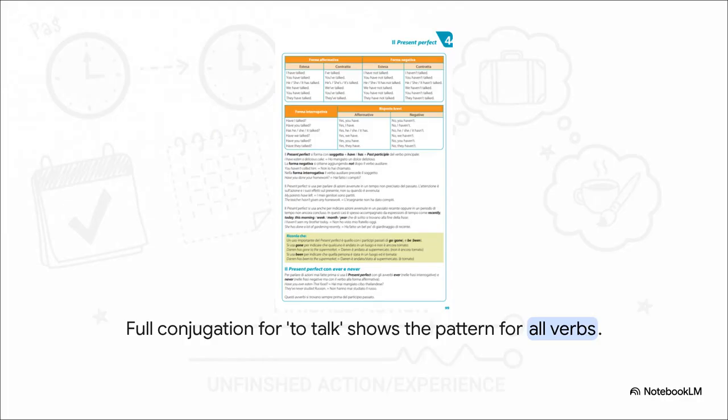Now let's see this in action with a verb like talk. You can see the pattern so clearly here, right? I have talked, you have talked, and then the little switch. He has talked. See? The only thing that changes is that little helper verb, switching between have and has based on who you're talking about.